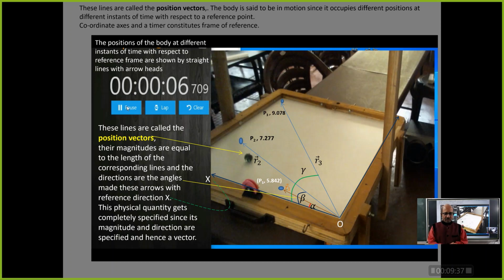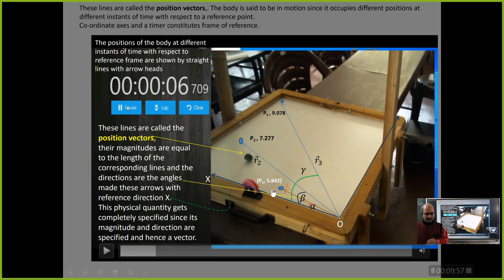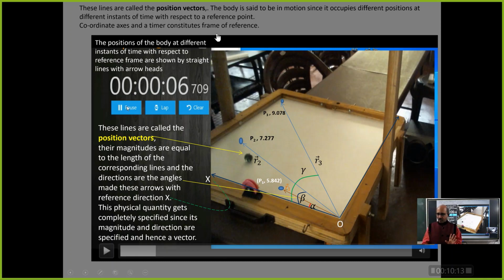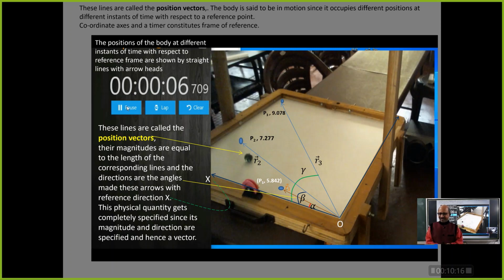So what is the coordinate frame of reference in physics? Please answer fast. Loud. Locate the position. What is the frame of reference in physics? Just now I explained. The xy is the coordinate axes, O is the origin, and plus the timer constitutes the coordinate frame of reference, or the frame of reference. Got it?